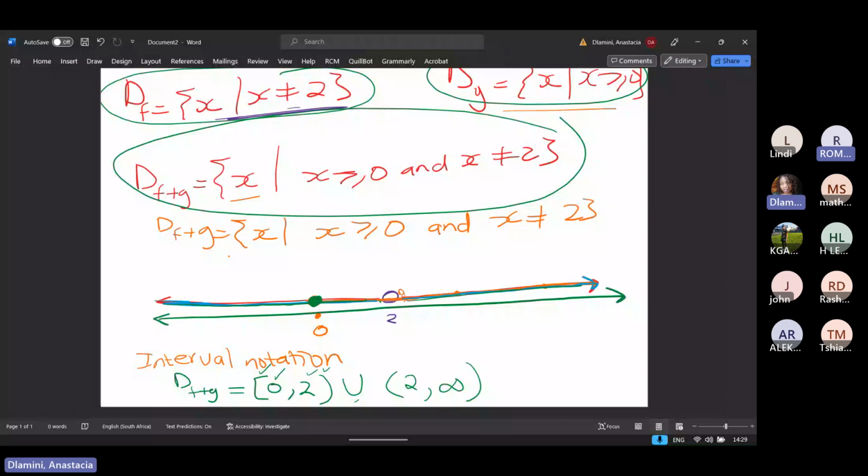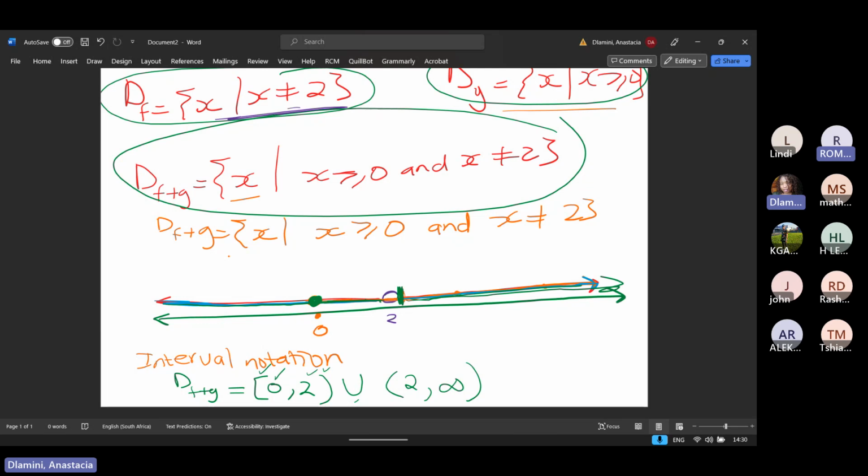So we're not including 2 because it's not included. And here, it also starts from the number 2 upwards. So here we are including numbers such as 2.0000001. We are saying starting from 2 to infinity. So our two domains intersect between 0 and 2, or they also intersect after 2 to infinity. Now we are sorted, right?